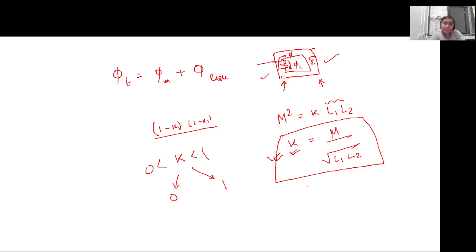I think M square is k square L1 L2. Sorry? M square is k square L1 L2. Yes, k square. Sorry, yes, I wrote it wrong. Yeah, you're right. It is k square.